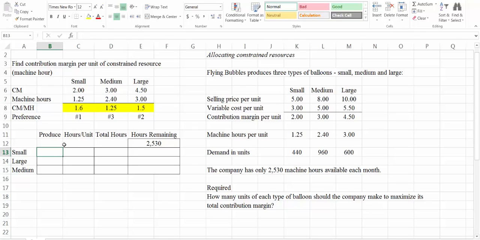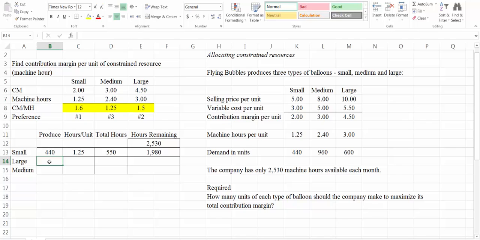Let's produce as many small balloons as we have demand for. We have demand for 440 units. Each unit takes us 1.25 hours. So our total hours are the number of units we're producing times hours per unit. We had 2,530 hours. We're using up 550 now, so we're going to take the 2,530, subtract the 550, and we have 1,980 hours left to allocate to the other products.